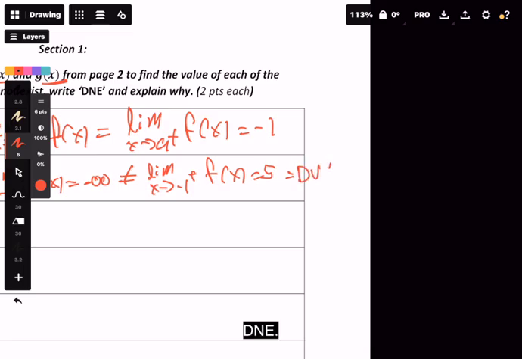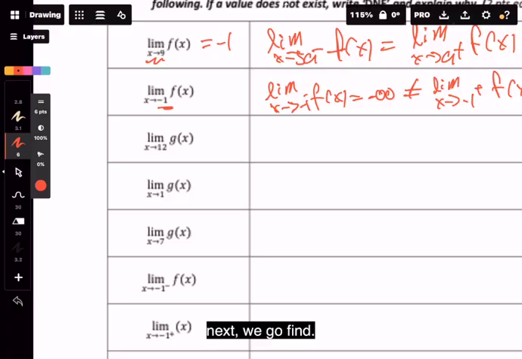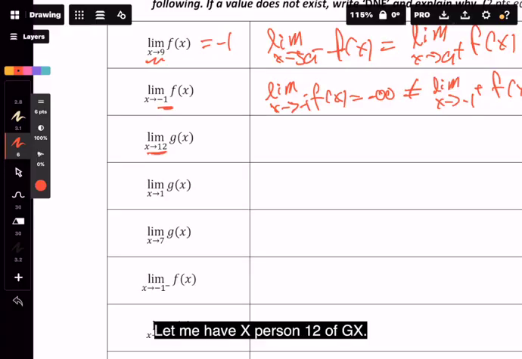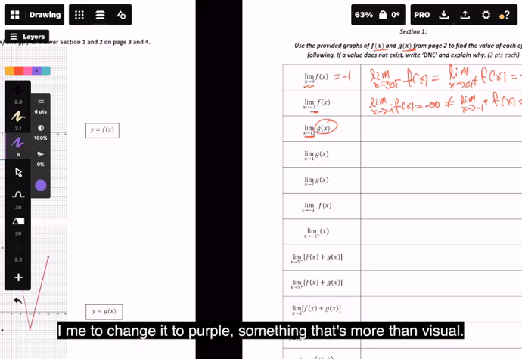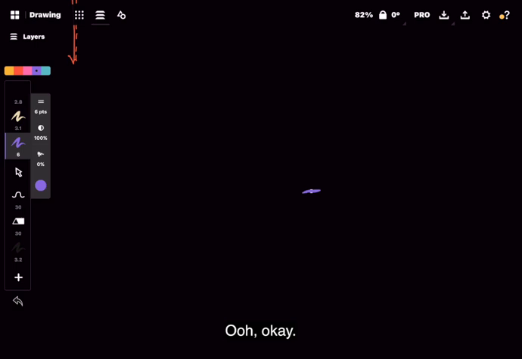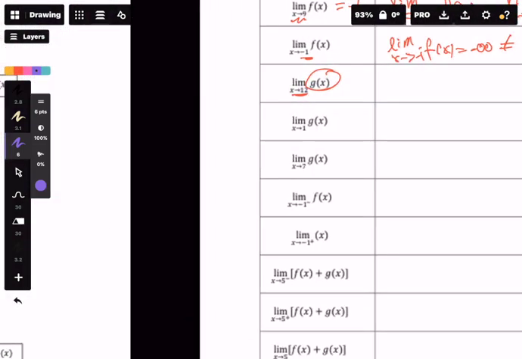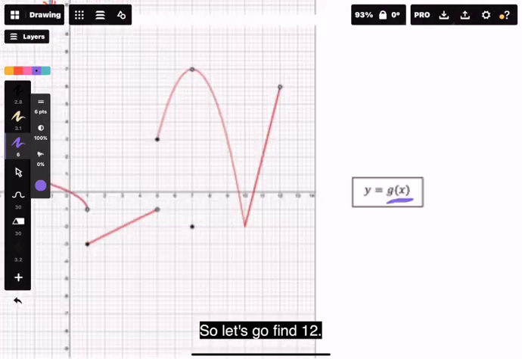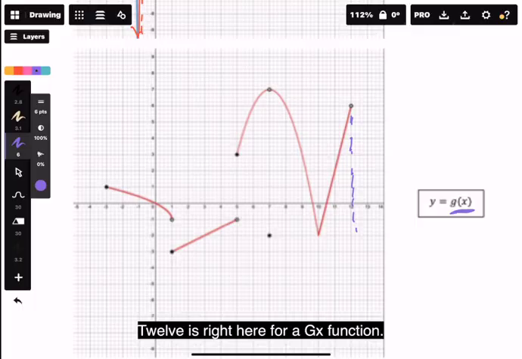D and E. Okay. Next, we're going to find the limit as x approaches 12 of g of x. Let me change the color to purple, something more visual. So for g of x, let's go find 12. Here we go, 12 is right here on the g of x function.